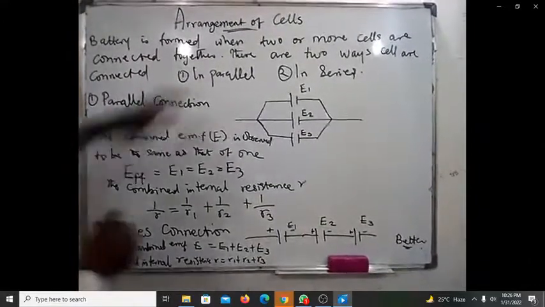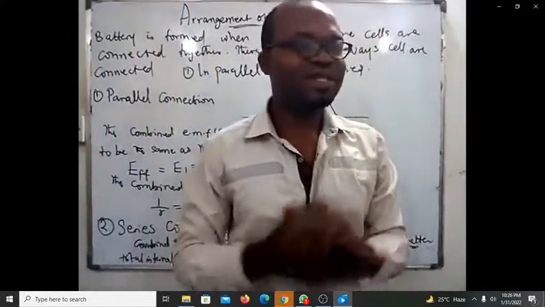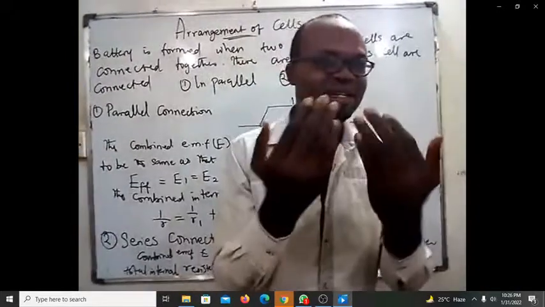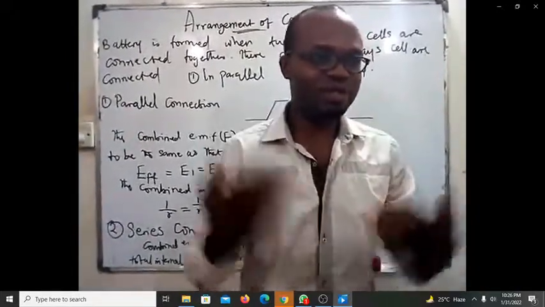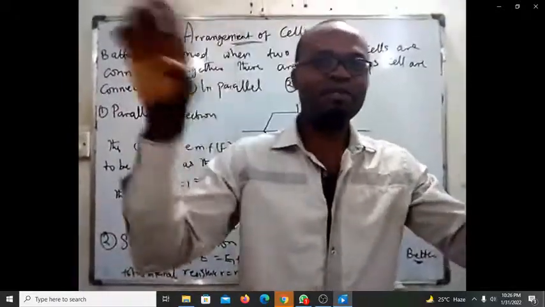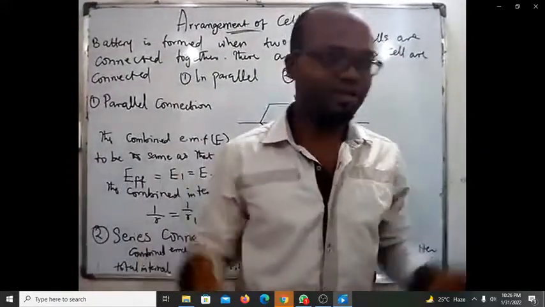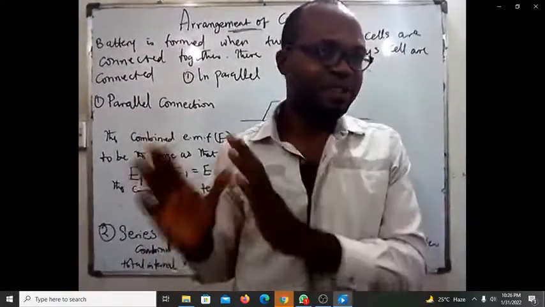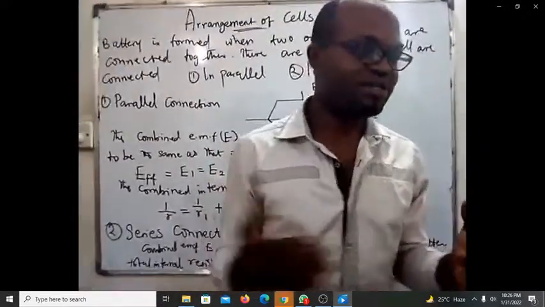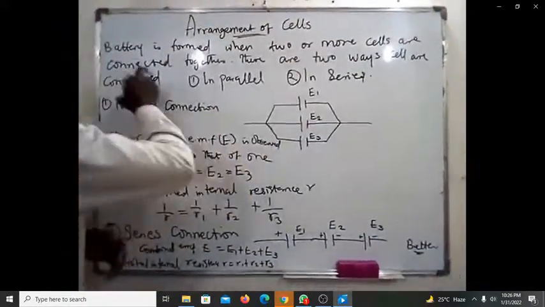Welcome. Today we are going to look at arrangements of cells. We said that to form a battery, you need two or more cells connected together. So how do you know how to arrange your battery? Are you going to connect them in series or in parallel? You use cells to form a battery. When you have more than one cell, you call it a battery. So here we say a battery is formed when two or more cells are connected together.